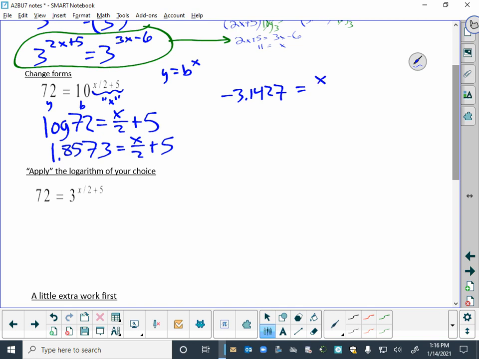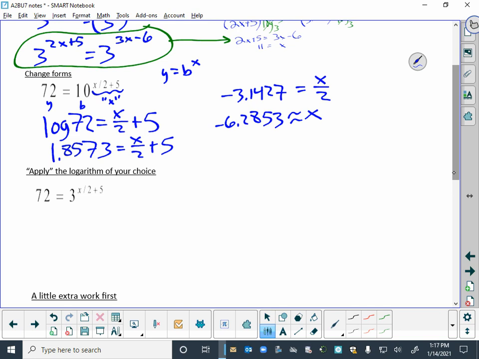x over 2, a happy little accident, and x is equal to negative 6.2853, approximately. We'll go with approximately there because we definitely did some rounding, so what we'll be looking for in the exponent there was about a negative 6.2853.